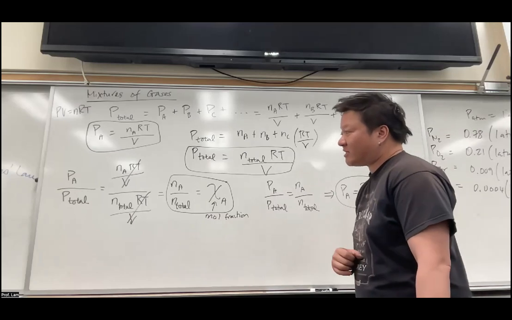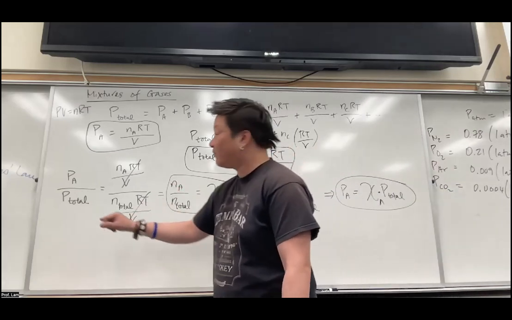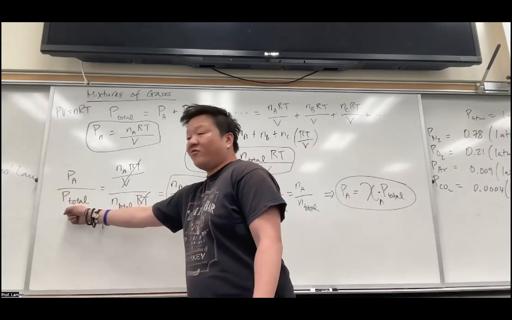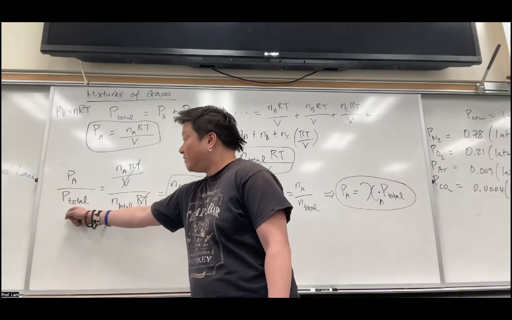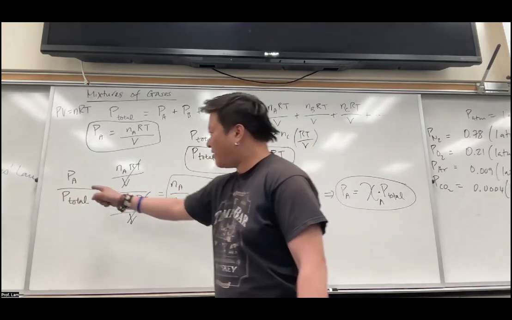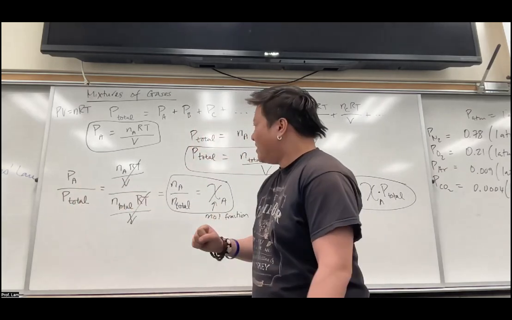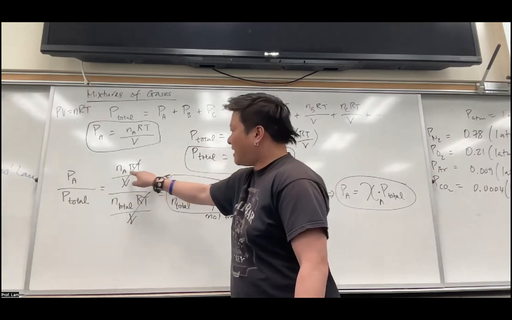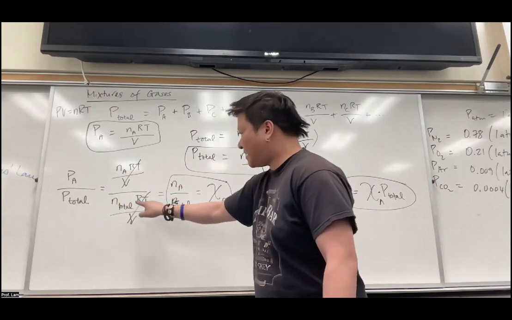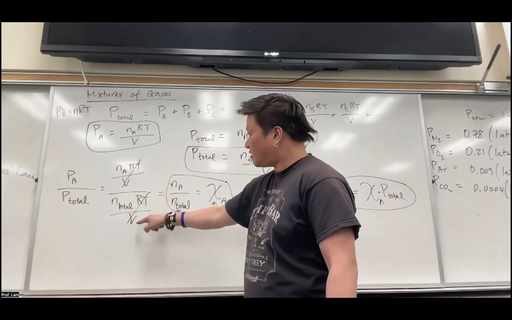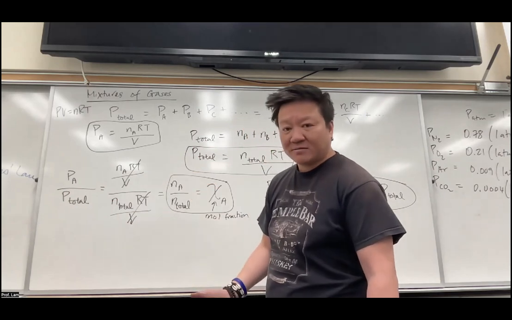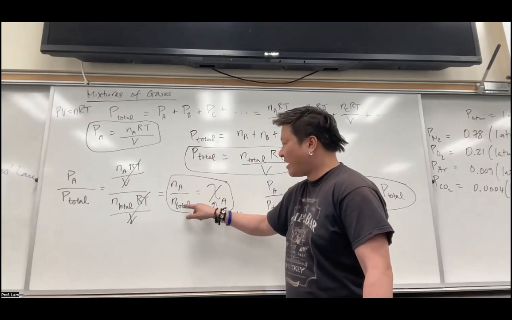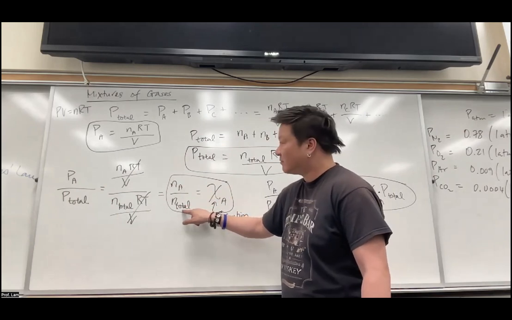Okay, so now what's interesting too is if you take the ratio of the partial pressure of gas A over the total pressure, that should give you a fraction of gas A. What is this fraction? Well, let's calculate it. PA is nA RT over V. P total is n total RT over V. But RT over V cancels, right? They're all the same values. So what you get is moles of A over moles total. Okay.